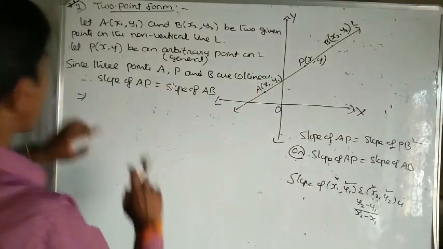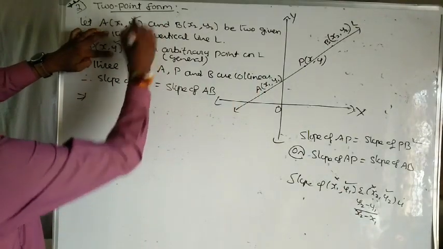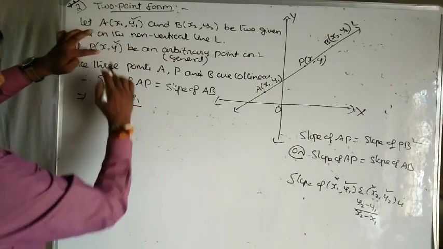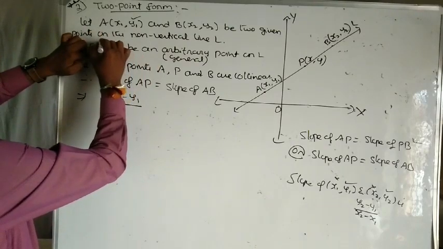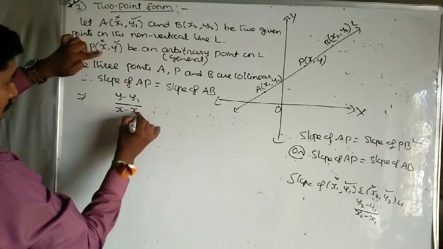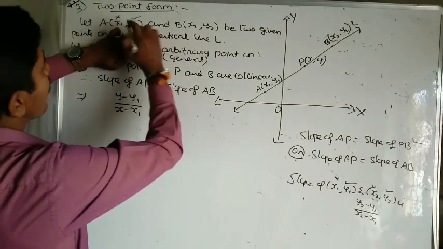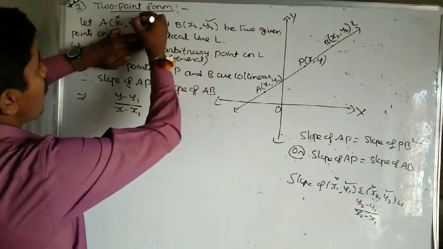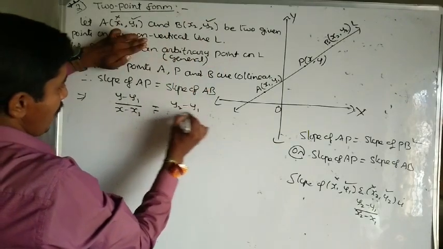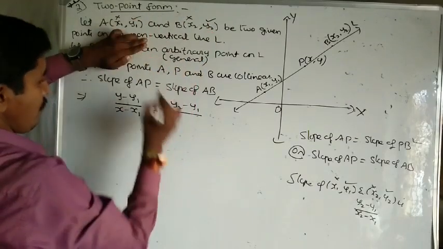You know that. The slope of AP is the y coordinate minus y coordinate, y minus y1, divided by the difference of the x coordinates, here x minus x1, which is equal to the slope of AB, A point, B point. Here, y coordinate minus y coordinate, y2 minus y1, divided by the difference of the x coordinates, here x2 minus x1.